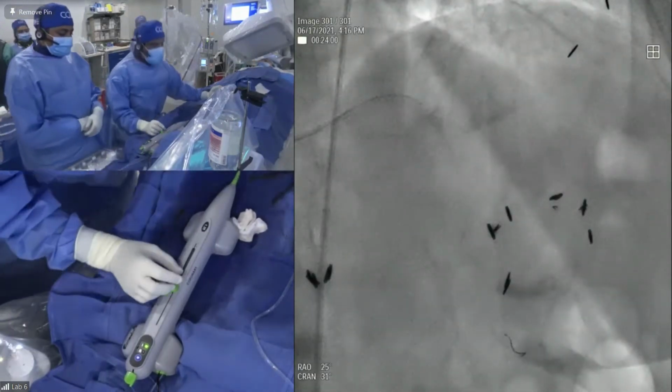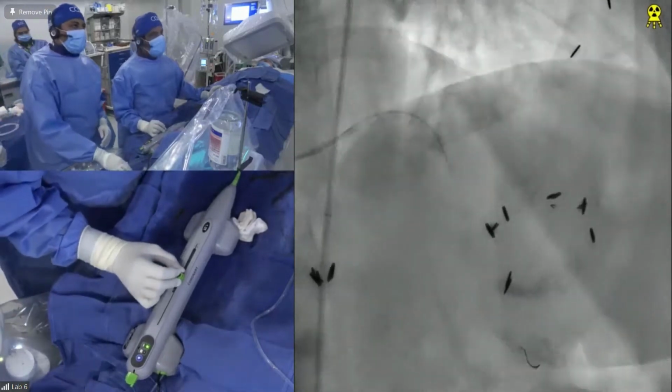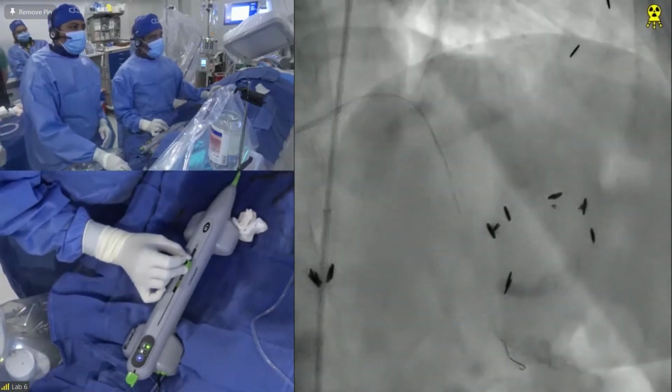So 80,000 RPM so far so good. Now we go to the distal one. They recommend 30 seconds in between runs.